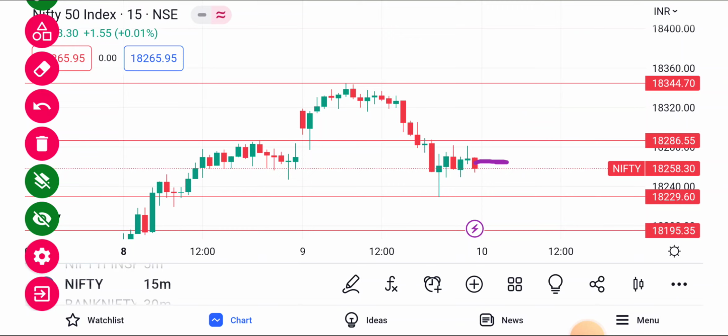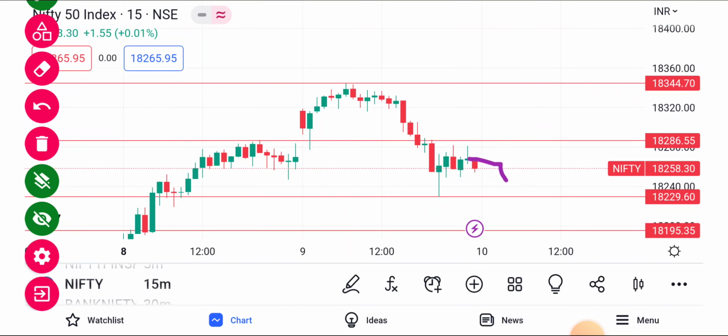If it opens somewhere between 230 and 290, wait. If it goes towards 290, see the price action over there. If it sustains above 290, again I will go for a call with a very strict stop loss, and the initial target will be 340. If it sustains above 340, then 370 and 400. These will be the targets towards the upside.